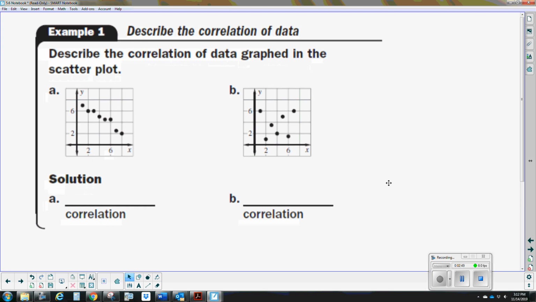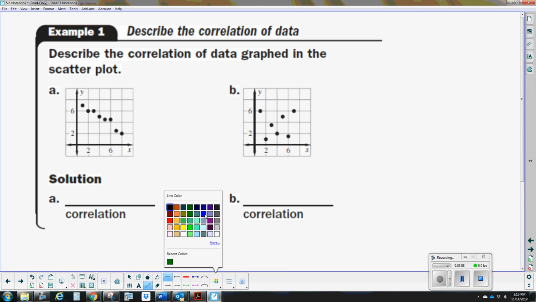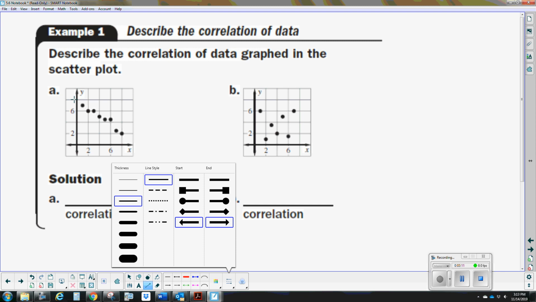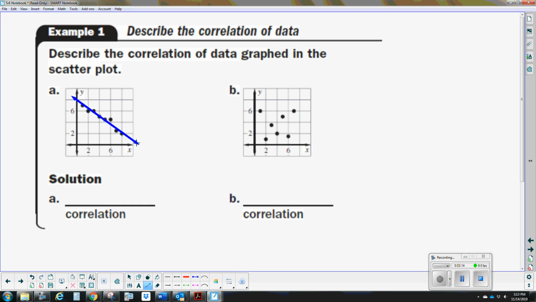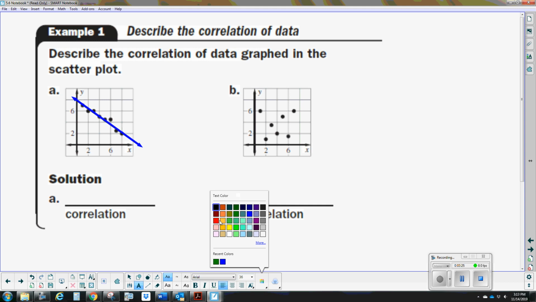So we'll look at example 1, and you can see how as x increases, what's happening to our y values? Are they increasing? Are they decreasing? Or do they appear to not be correlated at all? I could draw a line here. And if I draw a line that is pretty close to all of those data points, my line is going down from left to right. So as my x values are increasing, my y values are decreasing, and that tells me that I have a negative correlation.